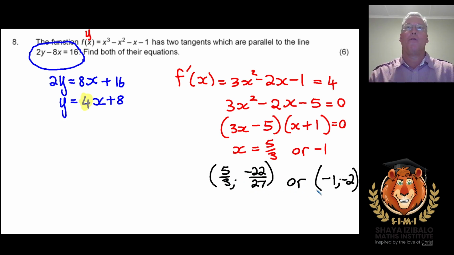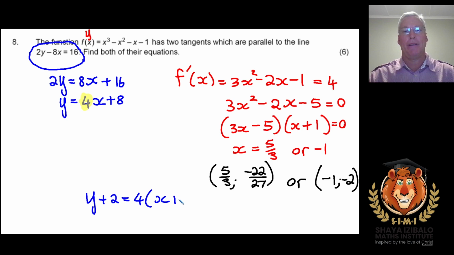Both lines have a gradient of 4 and pass through each of these points. For the first one, y minus the y value, so it'll be y plus 2 equals 4 times x minus the x value, so 4 times x plus 1. This actually comes to y equals 4x plus 4 minus 2, just 4x plus 2.